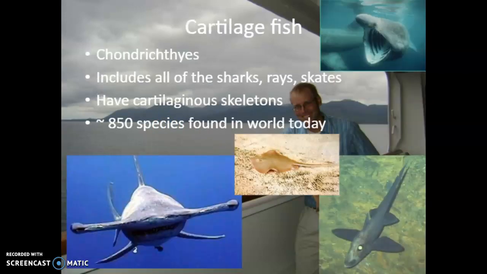Next we go to the cartilage fish. Their fancy name is Chondrichthyes. Chondrichthyes includes the sharks, the stingrays, and the skates. They all have skeletons made of cartilage rather than skeletons made of bones, and there are about 850 species found in the world today.